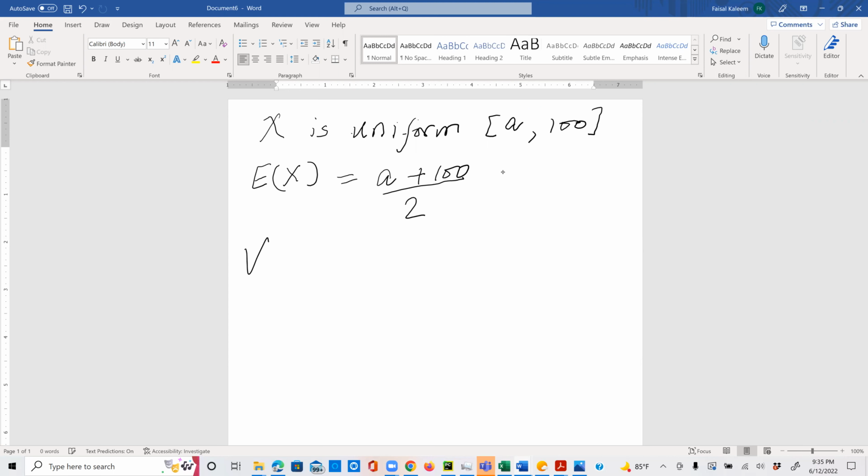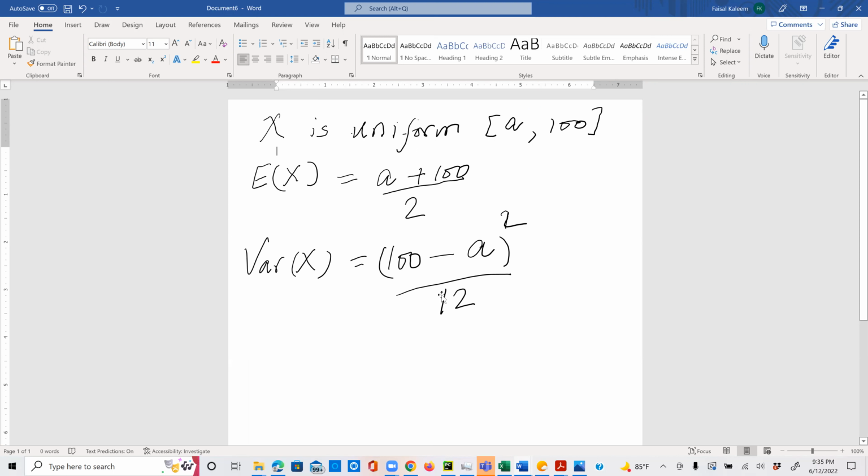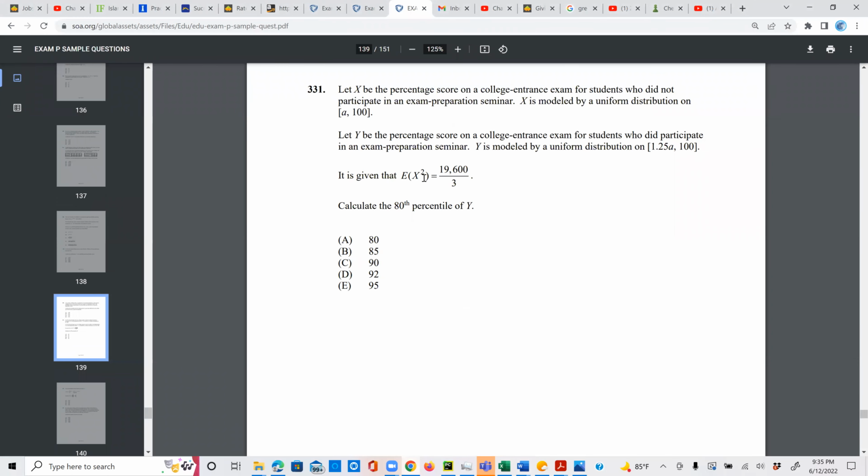And the variance of a uniform distribution is, remember, if it's A to B, then (B minus A) squared divided by 12. In this case, B is 100, so the variance is (100 minus A) squared divided by 12. So we know the mean and variance of the uniform distribution. And now the numerical value that's given to us is for E of X squared.